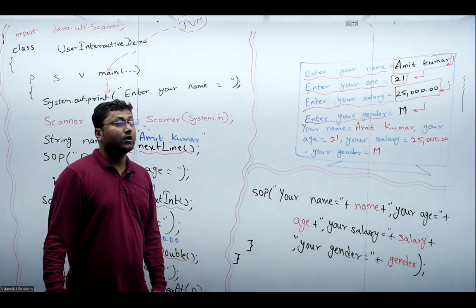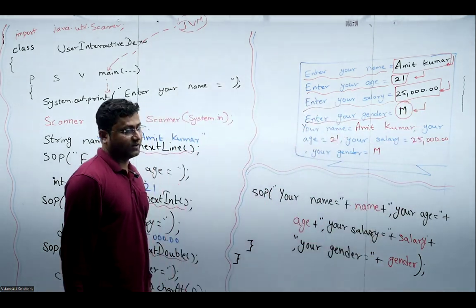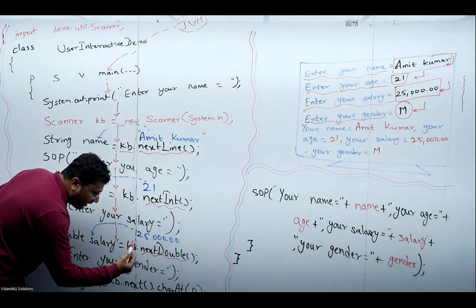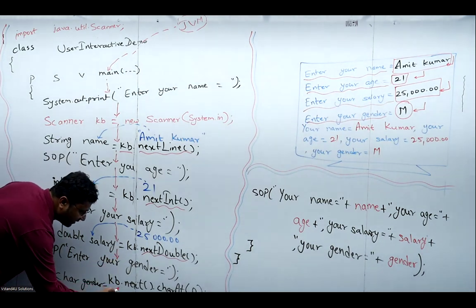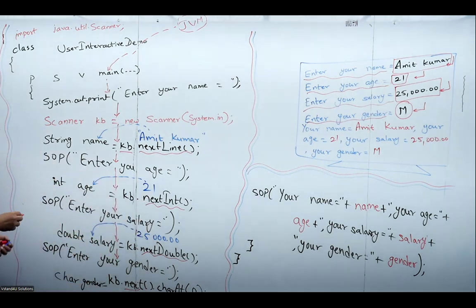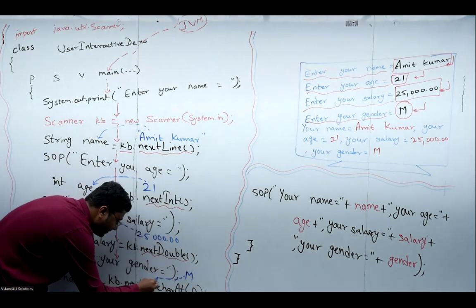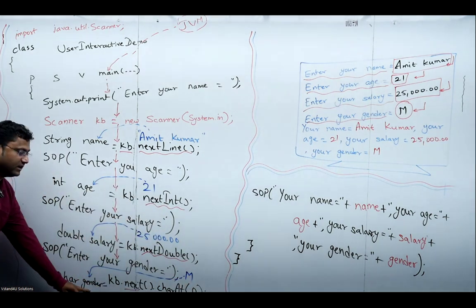Enter your gender. What value has the user given? The user has given M as the value, which is character type data. So in order to read a character, a different type of method is there. What is that, sir? Next dot charAt of 0. That gives me the data of the gender, M. This M will be given as an input to another variable called gender.